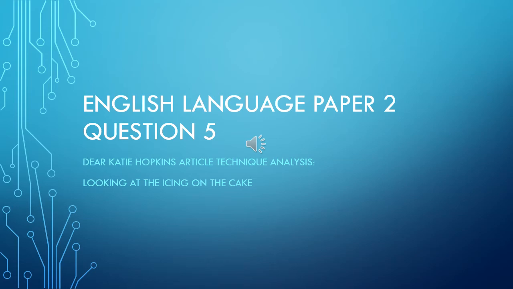Hello everybody. Today's lesson is another lesson on English Language Paper 2, Question 5. It's a very straightforward lesson because we're just looking at some of the techniques that were used in the article that I set you last week, and some of the other techniques that you could use when you're writing to argue or persuade. So really we're looking at the icing on the cake.